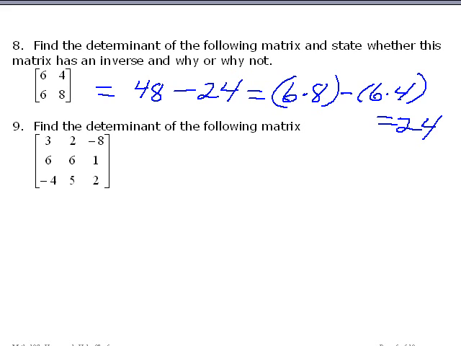And now here's the idea. If the determinant equals 0, no inverse. If the determinant is not equal to 0, then there is an inverse. So that's the difference. You look to see if that determinant is 0. If it's 0, no inverse.